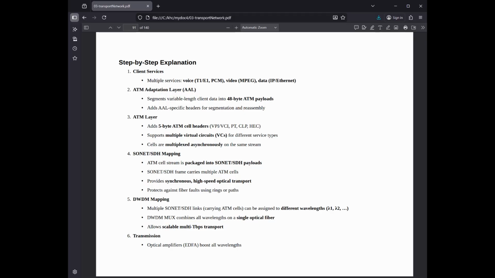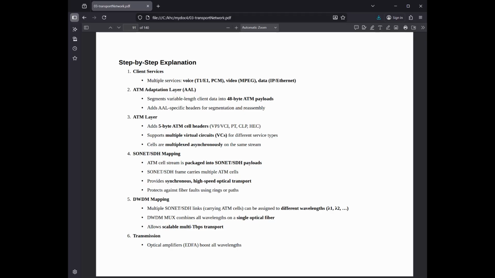Scrambling: to prevent the optical hardware from losing synchronization, which happens if there are too many zeros or ones in a row, the cell payloads are scrambled before being placed in the SONET frame. The hunt: the receiver uses the header error control, HEC, field to find the start of the cells within the continuous stream of the SONET payload.